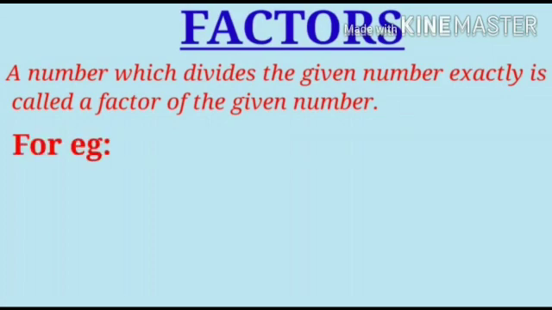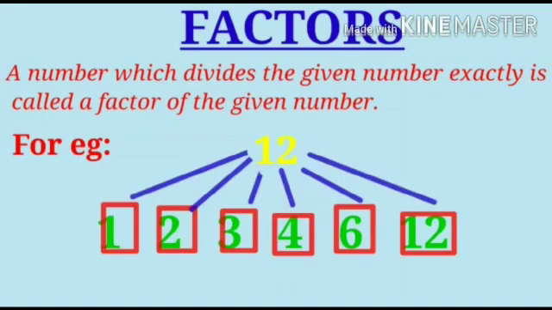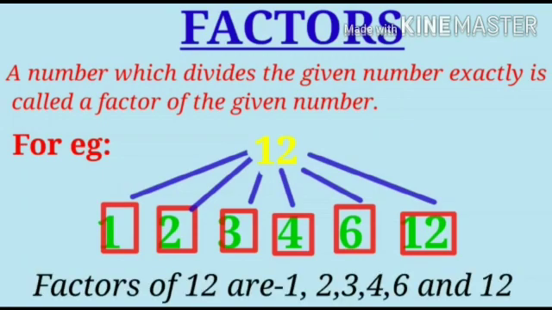Suppose we want to find out the factors of 12. So we have to think about the numbers by which it is exactly divisible. As we all know that 12 is divisible by 1, 2, 3, 4, 6 and 12. So the factors of 12 are 1, 2, 3, 4, 6 and 12.